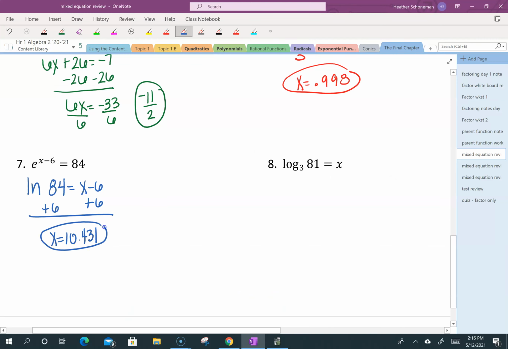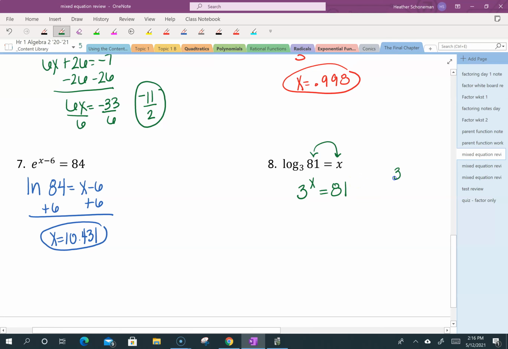All right, number 8. We actually can solve this without a calculator. If we write this as an exponent, we can figure out what the answer is. So I'm going to write 3, and remember these switch sides, to the x equals 81. Now x is an exponent, so it's smaller and up high, but everything else is normal sized.